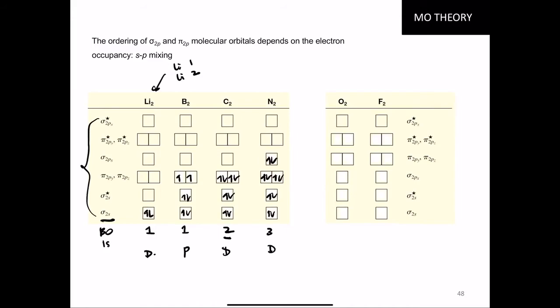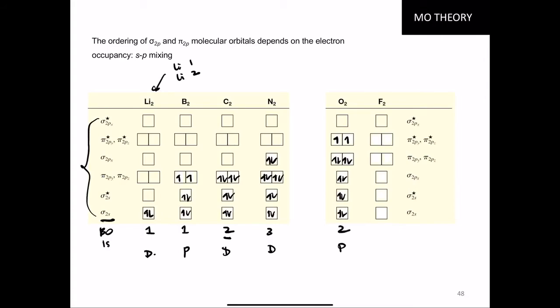Now, O2, 6 valence electrons times 2 is 12. So 2, 4, 6, 8. Oh, violation. 12. Oh, yeah, it's paramagnetic O2. And bond order would be 8 minus 4 is 4, divided by 2 should be 2.